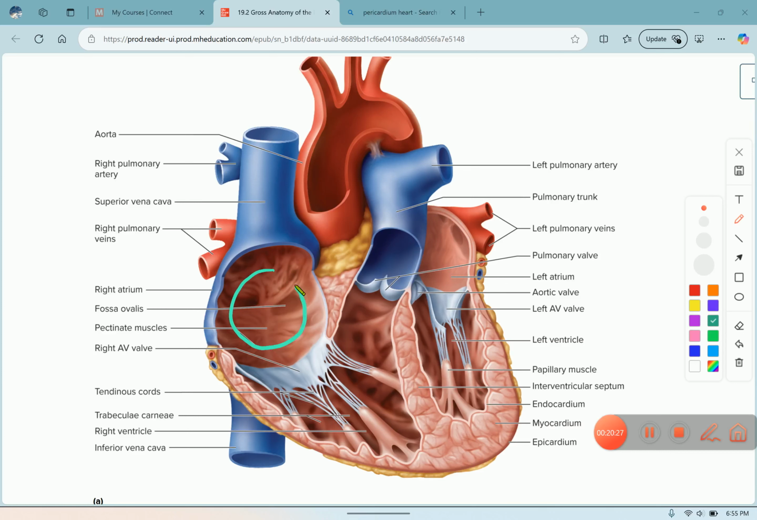Okay, starting here, this is the right atrium. The atria are always on top, and the ventricles are always on the bottom. If you have a right atrium, you have to have a left atrium. And if you have a right ventricle, you have to have a left ventricle. So ventricles are always on the bottom, atria are always on top.